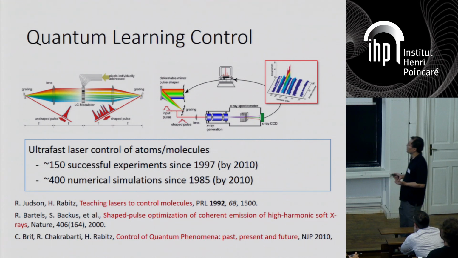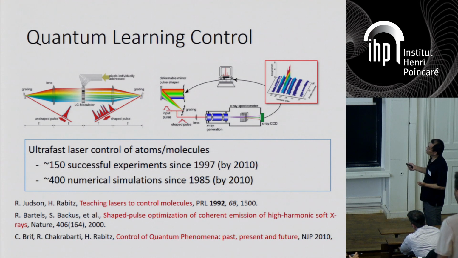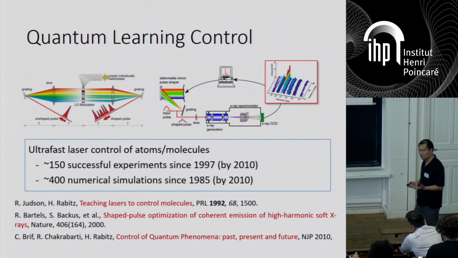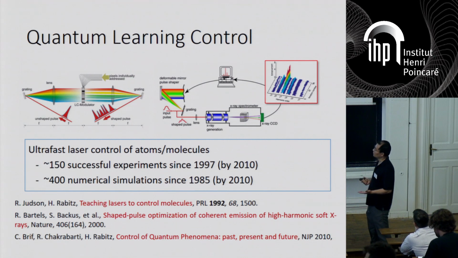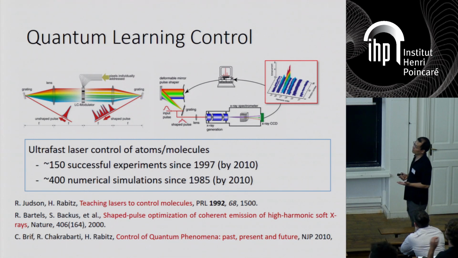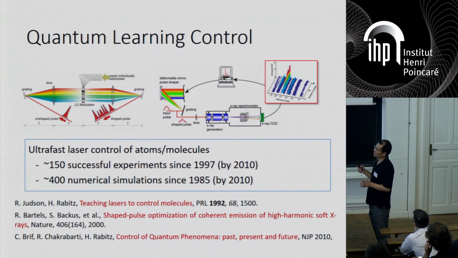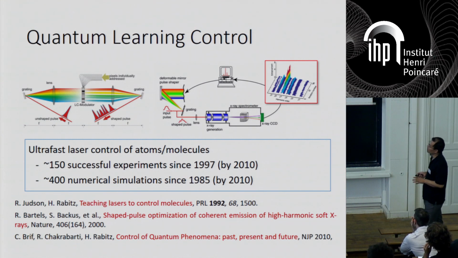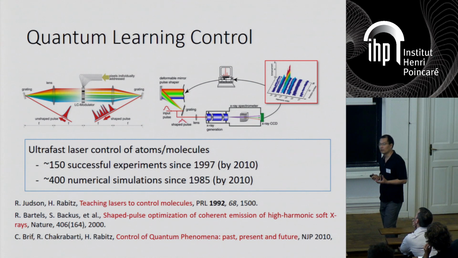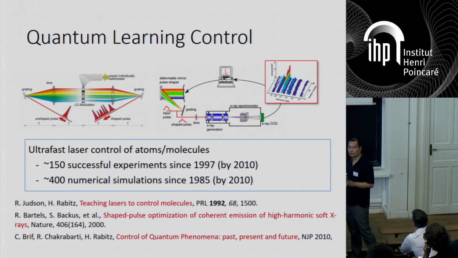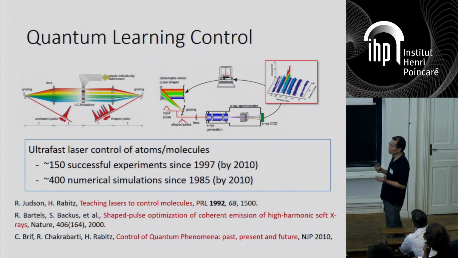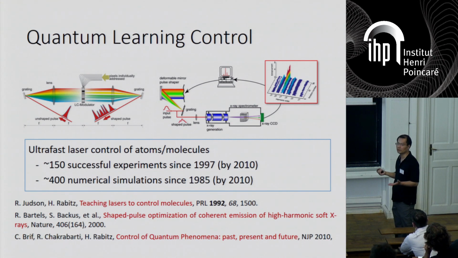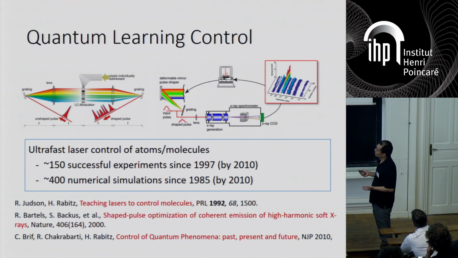The earliest idea of learning control was proposed in 1992. Before that, optimal control theory had been introduced to optimize quantum dynamics. But based on the Schrödinger equation, you have to know the model in order to optimize the control. The problem in chemical systems is that the model is too complicated. Sometimes you can never get the model, or even if you have it, it is too complicated to compute. So Henri proposed: let's forget the model and just look at the data.